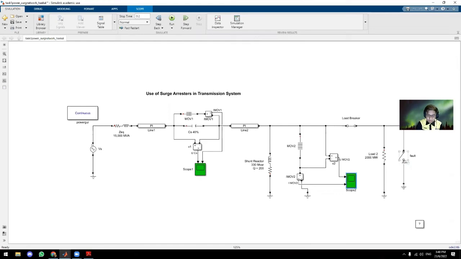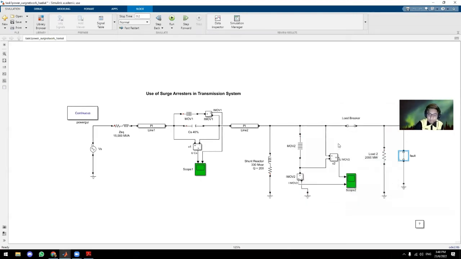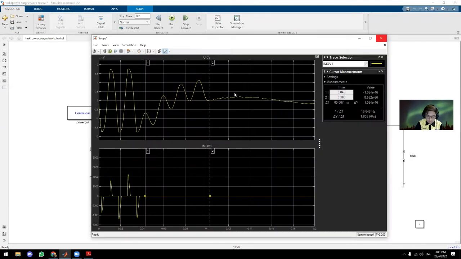So the next one is the simulation when the fault is connected. So we run the simulation. For the series capacitance, as shown in the voltage graph here, it is observed that there is a voltage swell from 0 to 0.1 second and then it begins to clear from 0.1 until 0.2.